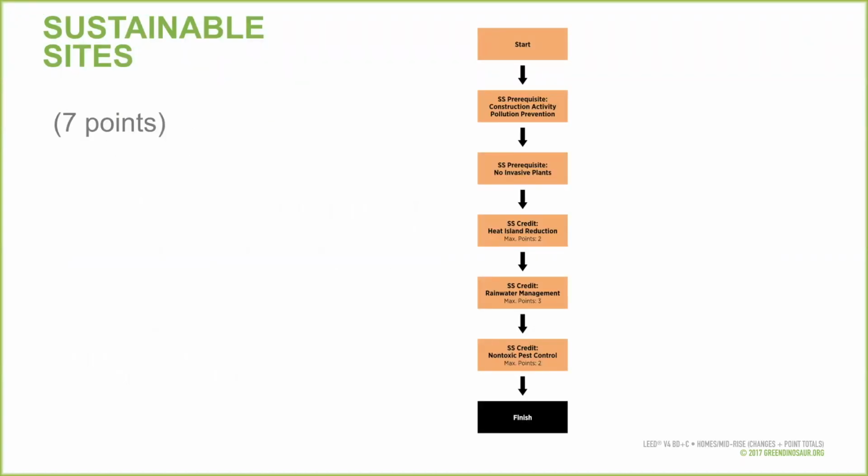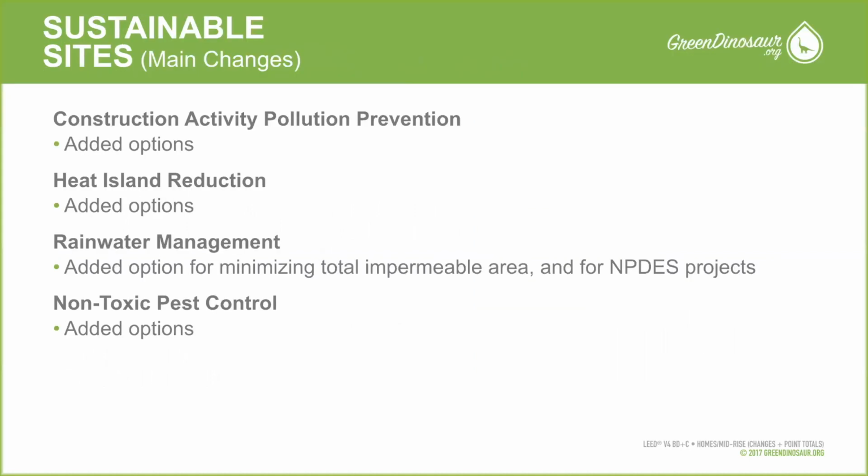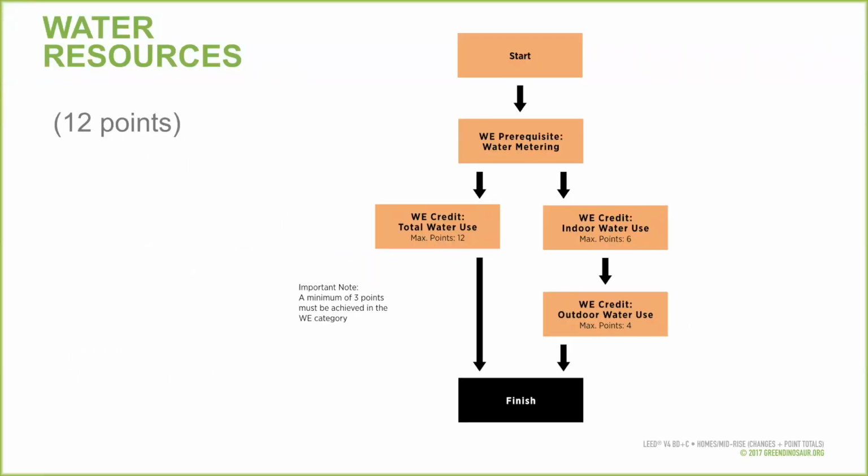Sustainable sites basically includes the same credits as previous versions, but with slight modifications. There are added options for the following credits: construction activity pollution prevention, heat island reduction, rainwater management, and non-toxic pest control. For water resources, the credits have been simplified and now you can use either a performance pass with the total water use for your project or a prescriptive pass with indoor and outdoor water uses separate.